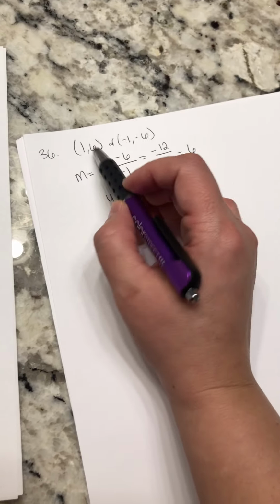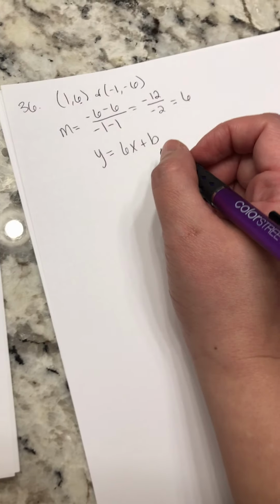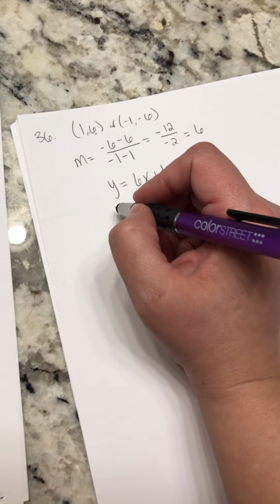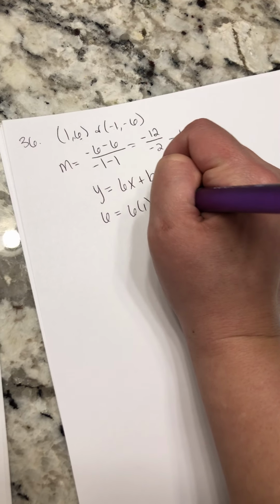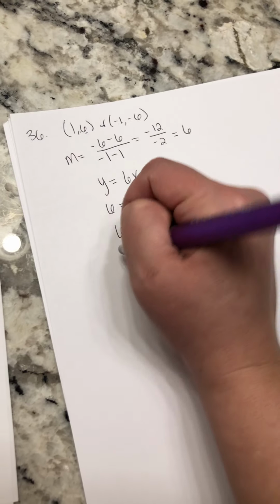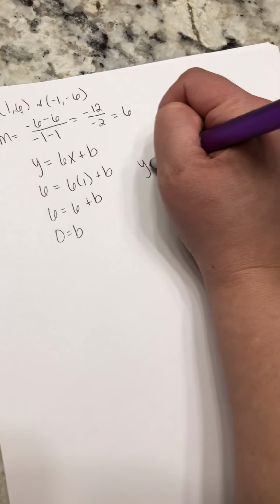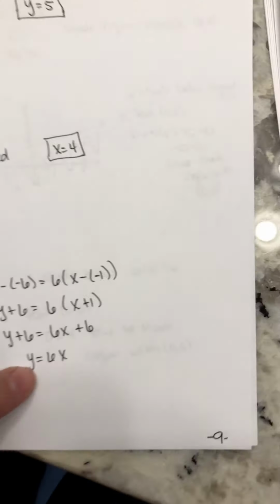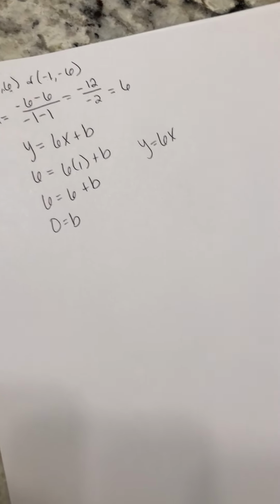Most of you would probably pick this one, and most of you, if you did it this way, would still probably pick this one, because it's all positive, and positive numbers are easier to deal with than negative numbers. So probably you pick this one. So I'm going to plug in a 6 for y. So 6 is equal to 6 times 1 plus b. So 6 is 6 plus b. Subtract 6, I get 0 is b. So my b is 0, so my equation is y is 6x. I would get the same thing if I use this point, which is what I also got over here. So lots of options for how to do those.